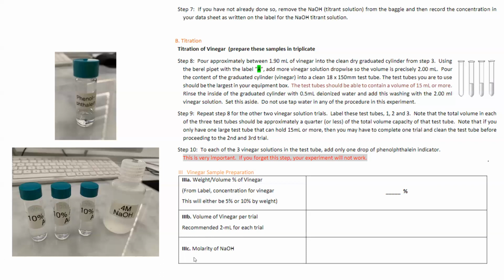And then we're also going to record the molarity of the sodium hydroxide solution, which again comes from this bottle here. So I'll record 0.4 molar sodium hydroxide solution.